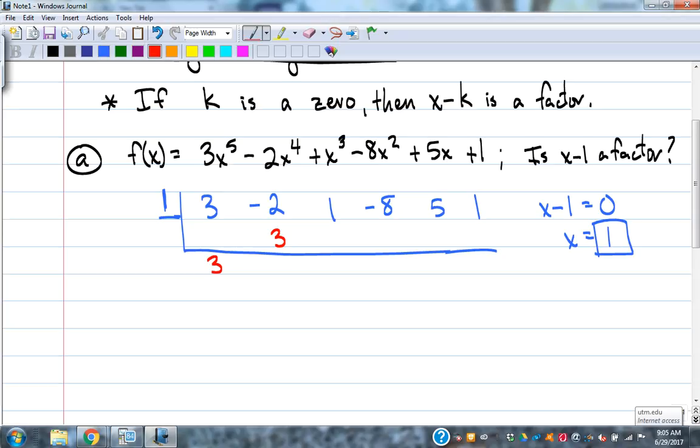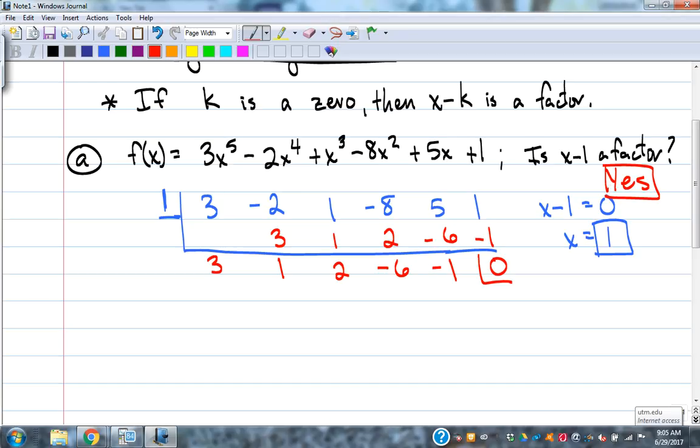All right. Starting over. 3 times 1 is 3. Negative 2 plus 3 would be 1. 1 times 1 is 1. And then 2. 2 times 1 is 2. Negative 8 plus 2, negative 6. And there's negative 1 times 1 is negative 1. And there is our remainder, that last piece, being a 0. So is x minus 1 a factor? Then the answer to that is yes, because that remainder was 0.